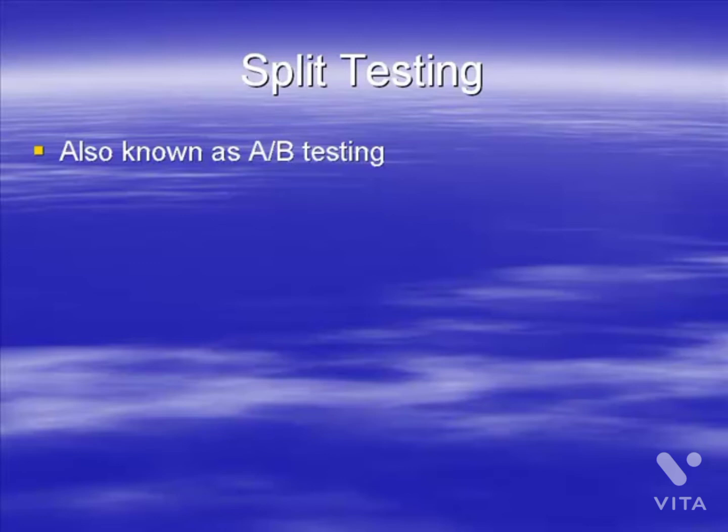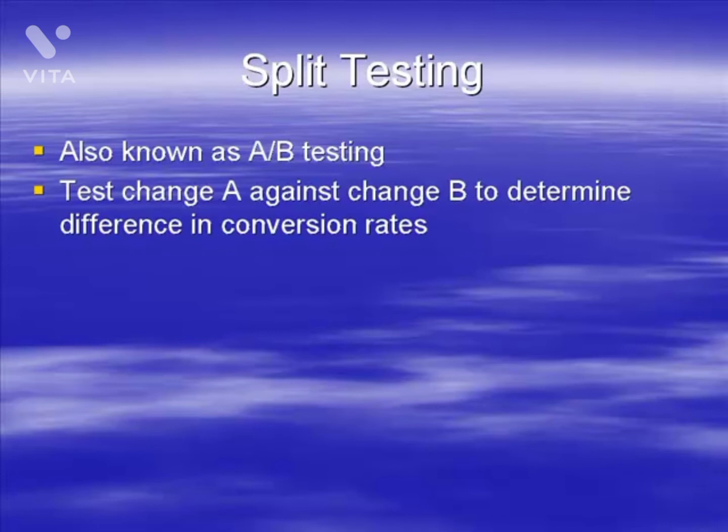Now, the first one is some software called split testing. Split testing is also known as A/B testing. It's basically where you test one change against another. So for example, you would split test 2 headlines against each other to see which is the best. Then when you finish a split test, you would then keep the best performing headline and maybe try changing the headline again to see if you can make it even better. So basically it's testing change A against change B to determine the difference in conversion rates. You're trying to find the best converting change.